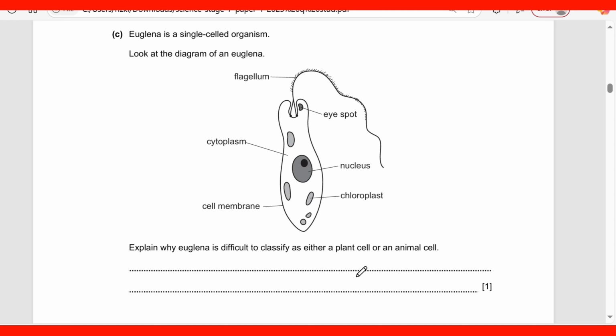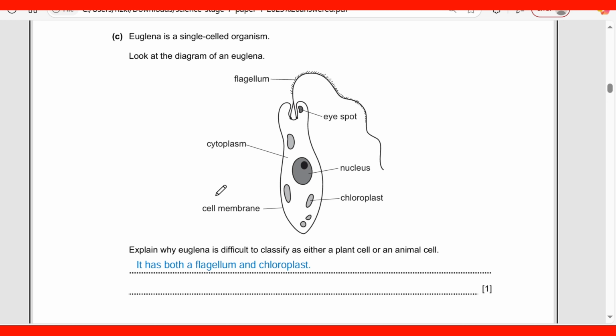Okay, let's check out the answer, guys. If you need some more time, please pause this video. It has both a flagellum and chloroplasts. Chloroplasts belong to plant cells and the flagellum belongs to animals. Another typical characteristic of animal cells is that it has an eye spot. Okay, let's move on.